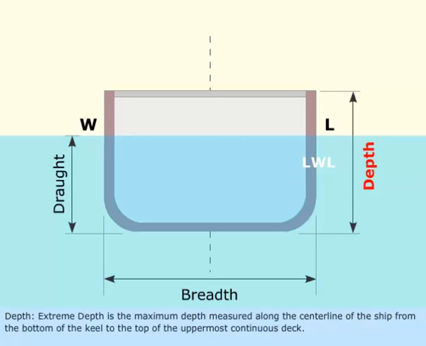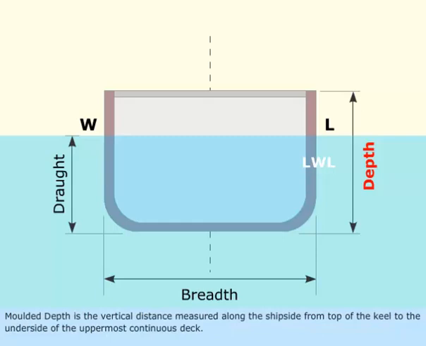Depth. Extreme depth is the maximum depth measured along the center line of the ship from the bottom of the keel to the top of the uppermost continuous deck. Molded depth is the vertical distance measured along the ship's sides from the top of the keel to the underside of the uppermost continuous deck.